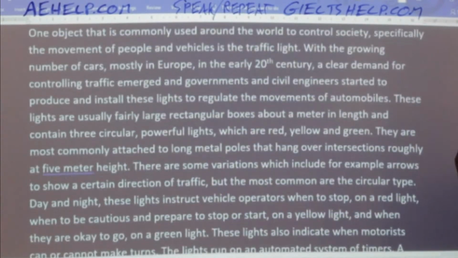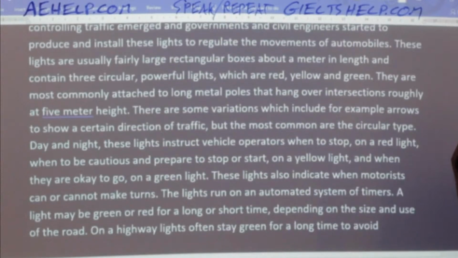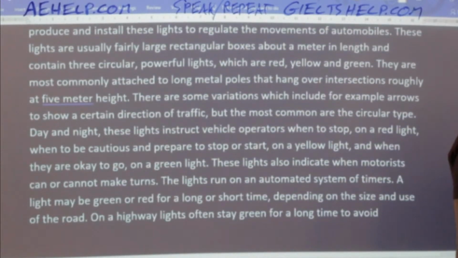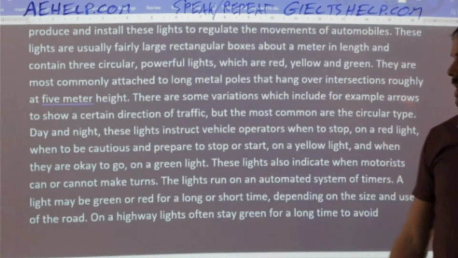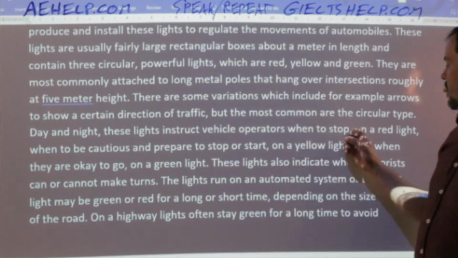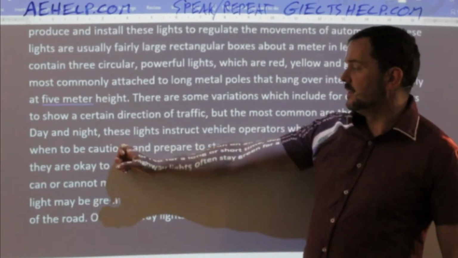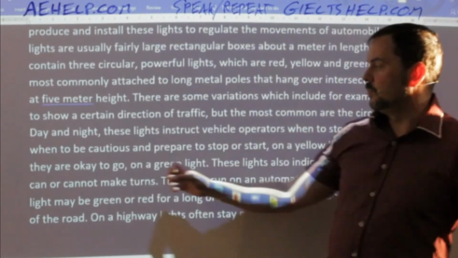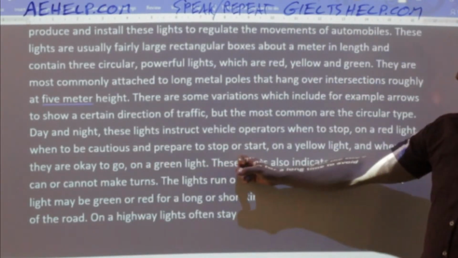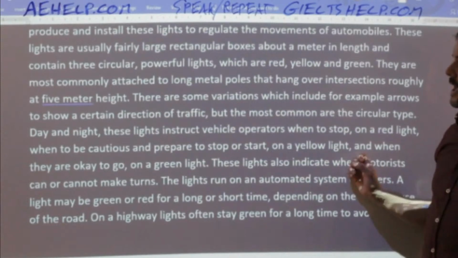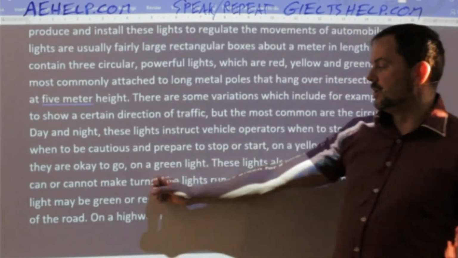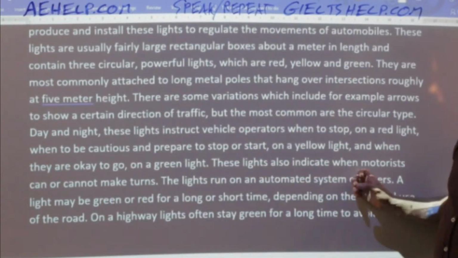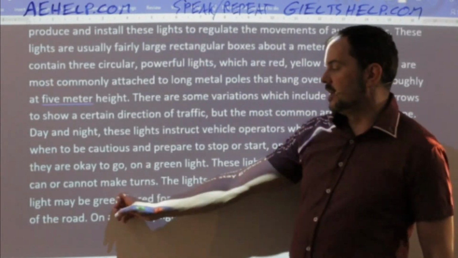There are some variations which include, for example, arrows to show a certain direction of traffic, but the most common are the circular type. Day and night, these lights instruct vehicle operators when to stop on a red light, when to be cautious and prepared to stop or start on a yellow light, and when they are okay to go on a green light. These lights also indicate when motorists can or cannot make turns.